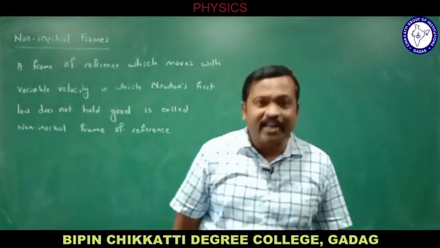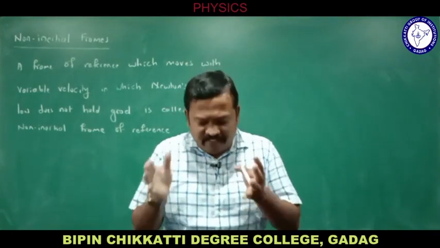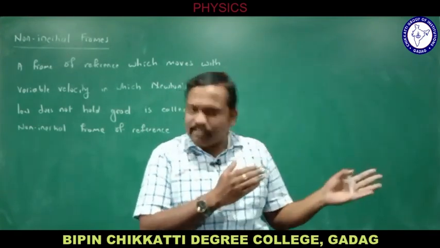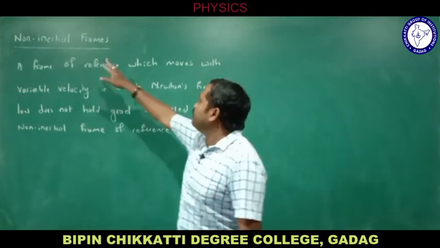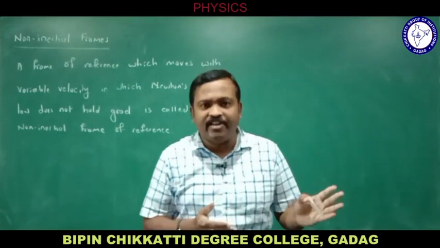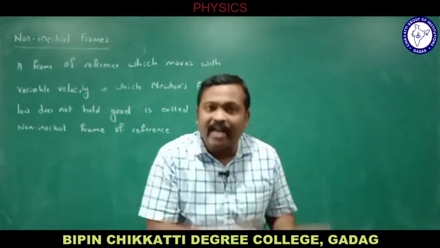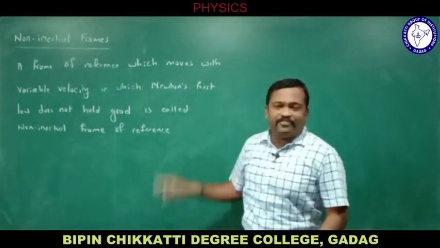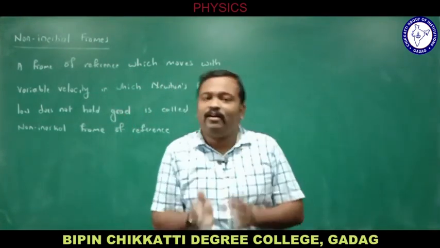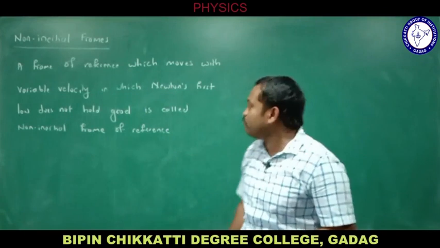For example, if you are moving in a bus and suddenly the driver increases the speed, or the bus is at rest and he suddenly increases the speed, so that there is a change in speed, then that frame is called a non-inertial frame of reference. Likewise, if he suddenly puts on the brake and decreases the speed, that frame is also a non-inertial frame. It is a frame of reference which moves with variable velocity, meaning increasing or decreasing velocity, or if it is moving in a circle, that is also a non-inertial frame. I will discuss that in later classes.